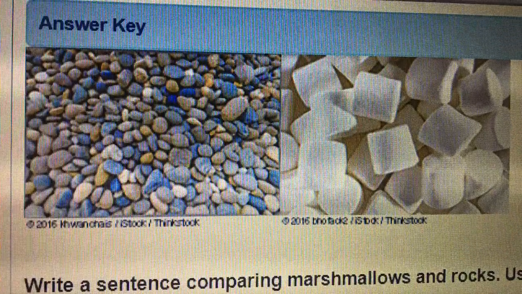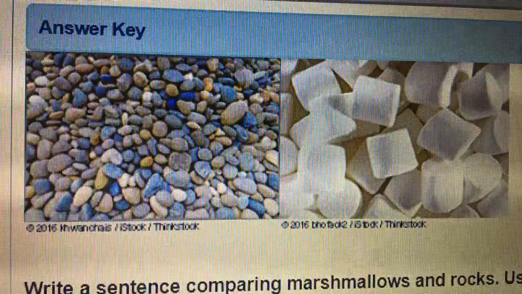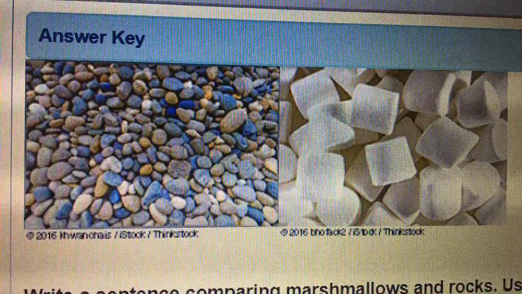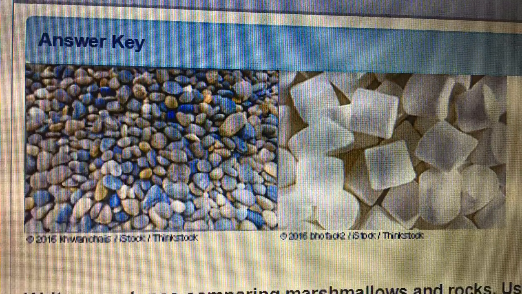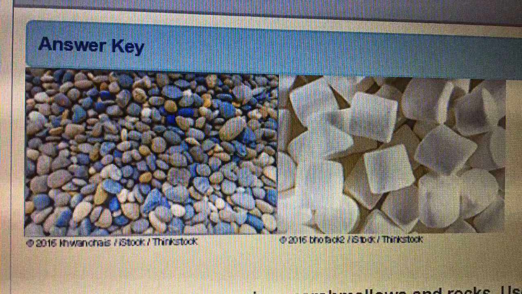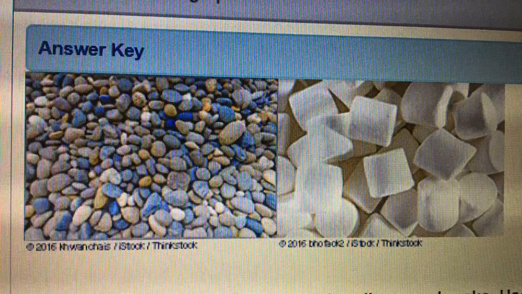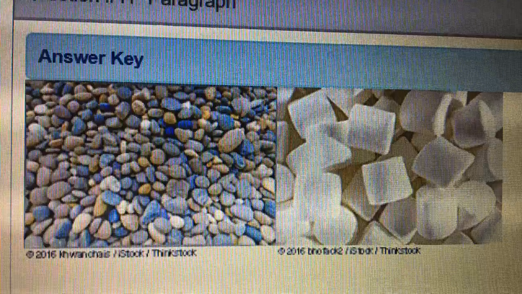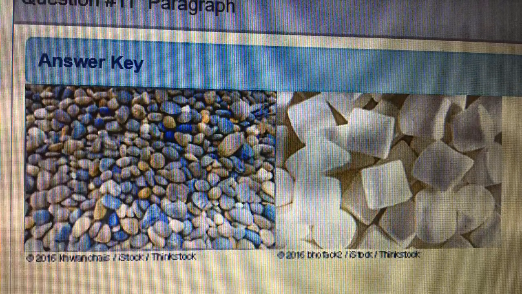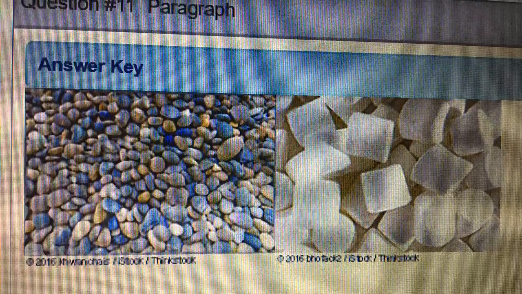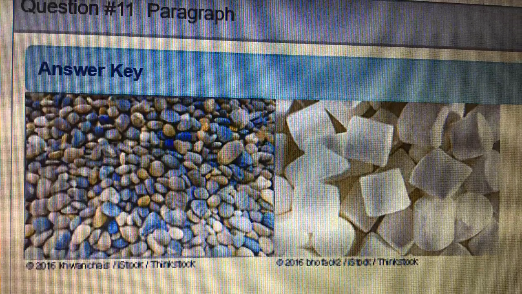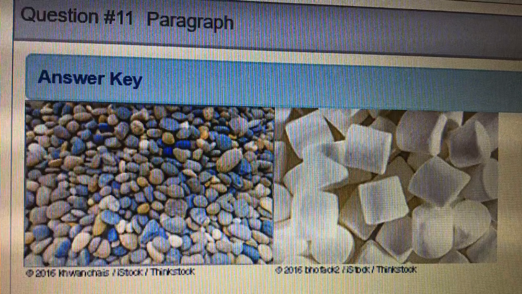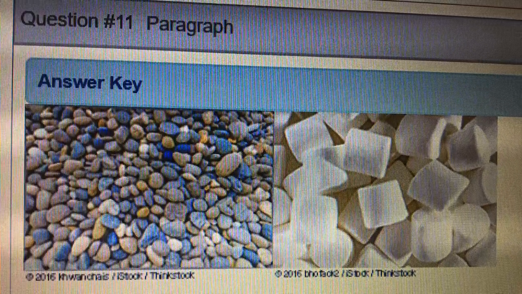Question 11. Write a sentence comparing marshmallows and rocks. Use at least one adjective ending in ER or EST in your sentence. Your sentence needs to have a capital letter and punctuation. You must compare the rocks and the marshmallows and use one adjective ending in ER or EST.